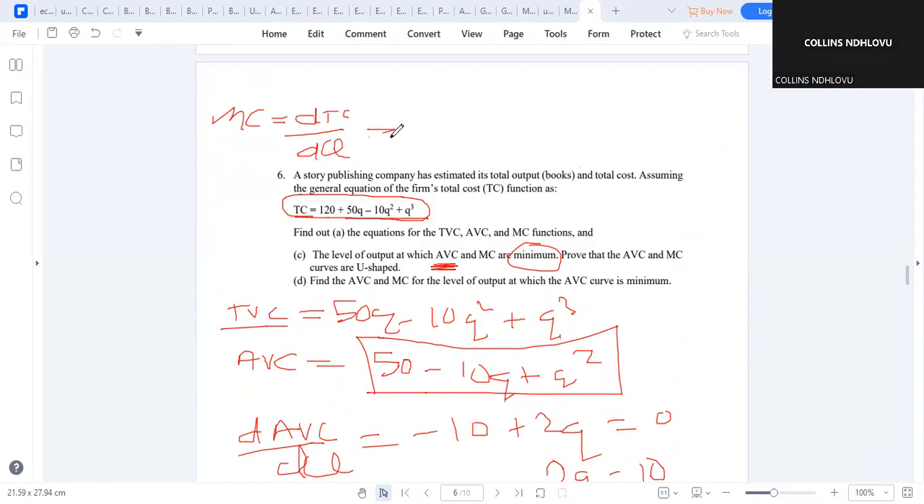So what is our DTC over DQ? 50 minus 20Q plus 3Q2. Are we agreeable? Yes. So let's go to the steps that we're doing.